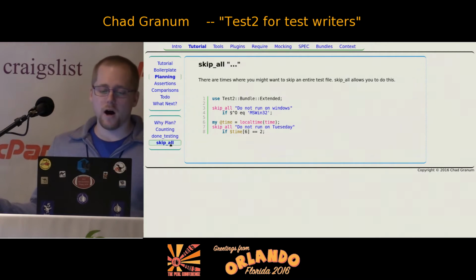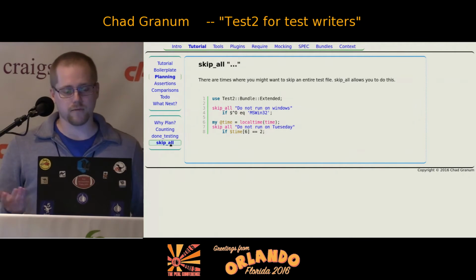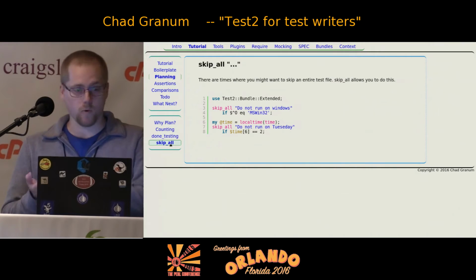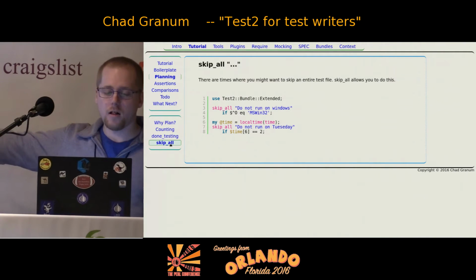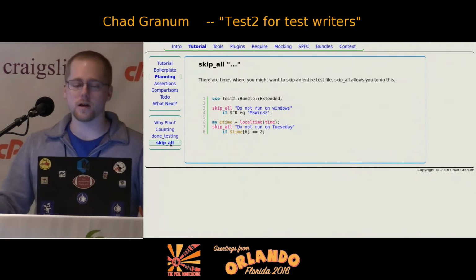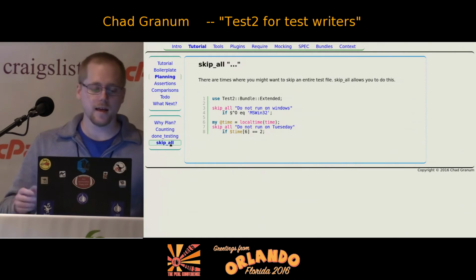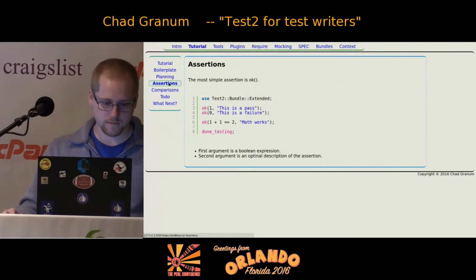You could also skip_all. This is something that's done a lot. Sometimes you have tests that will only run on one platform, like tests that only run on Windows or tests that won't run on Windows. It's important that you be able to skip them. skip_all will set your plan to be skip, and then it will exit immediately. So none of your tests will run. It's really good if you have a test that'll segfault on certain platforms.